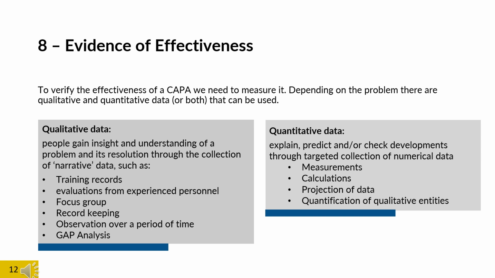Everything that you can measure. For example, a physical object that can be measured can be used as quantitative data. You also have laboratory test results or any data that shows directly a measurement done or a test done. You have also calculations that you can use if possible. Projection of data can also be put as quantitative data, and you have quantification of qualitative entities.